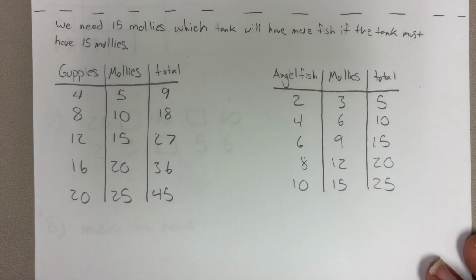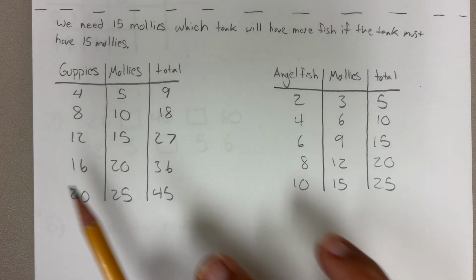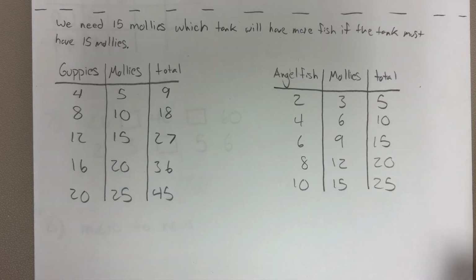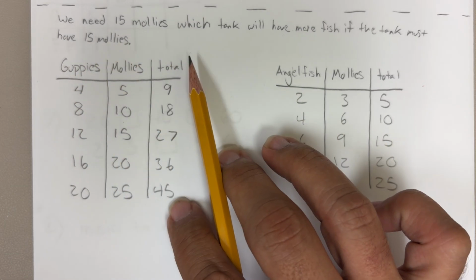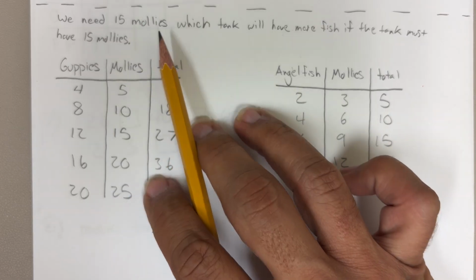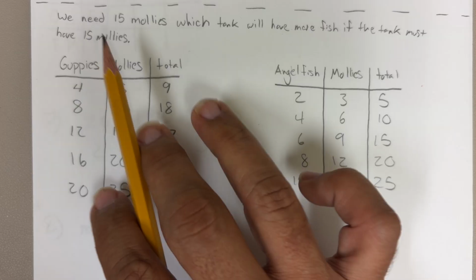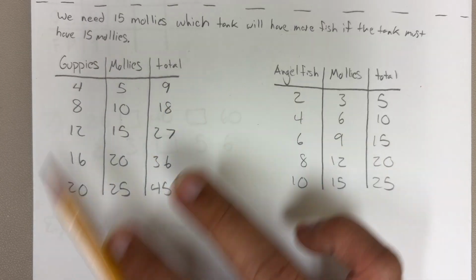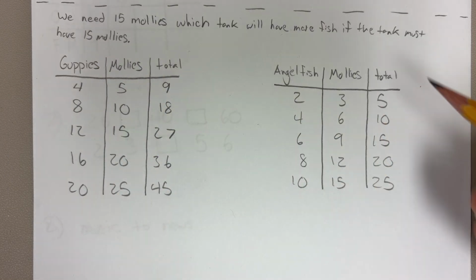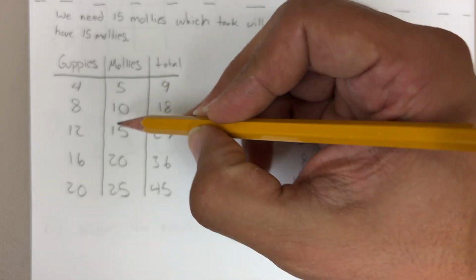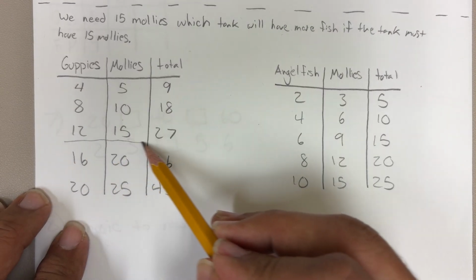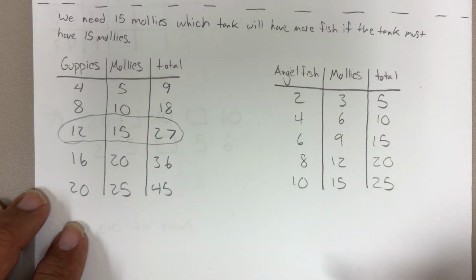All right, now here, let's read what's going on. There's a lot of information in this question, but it's actually very, very easy. We need 15 mollies, so they need to have 15 mollies. So which tank will have more fish if the tank must have 15 mollies? So they gave you the entire ratio, and we find out where 15 mollies is. So 15 mollies is this row of fish.